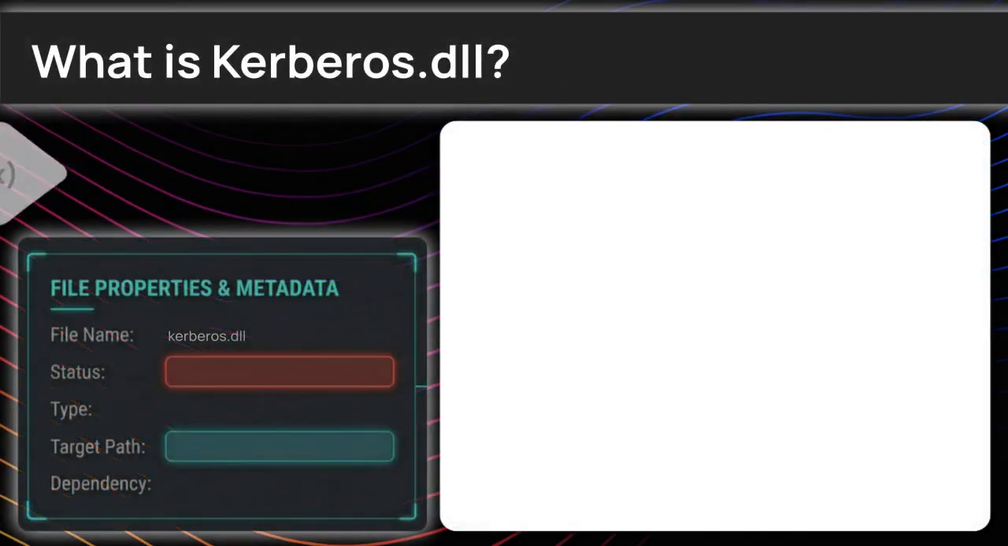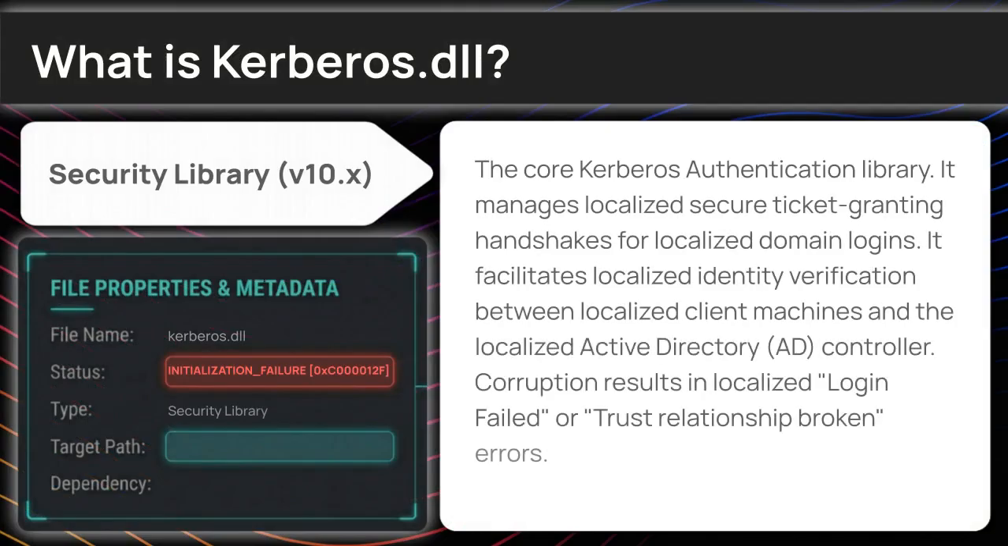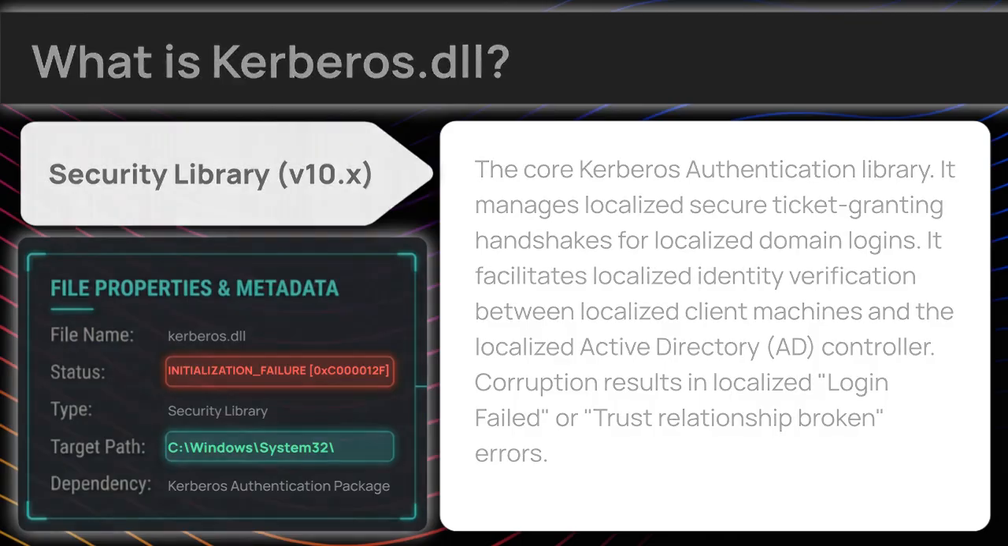This is the Kerberos library, the core Kerberos Authentication Library. It manages localized secure ticket granting handshakes for localized domain logins. It facilitates localized identity verification between localized client machines and the localized Active Directory (AD) controller. Corruption results in login failed or trust relationship broken errors. Since we've covered what this file is, let's move to the primary fix.